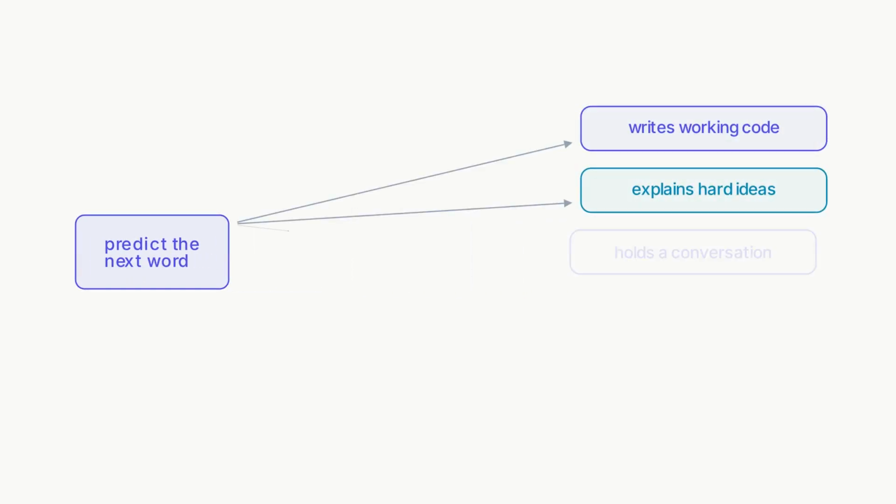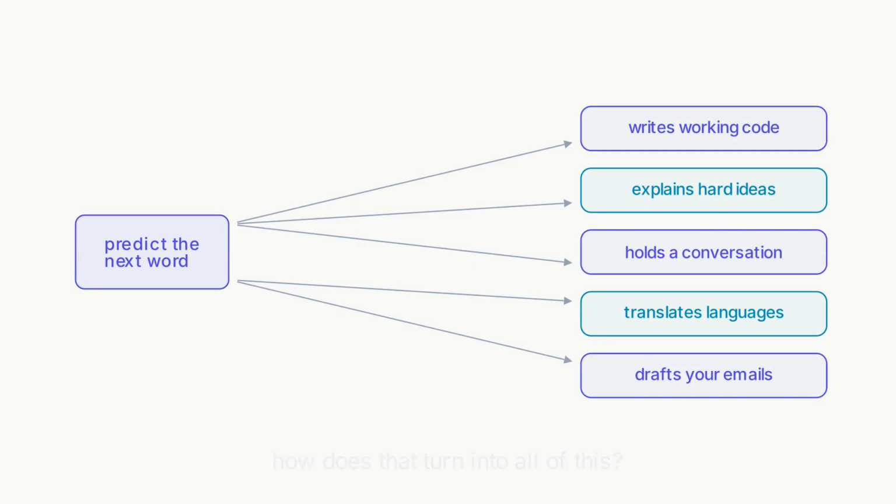And yet from that single, almost laughably simple ability comes all of this. It writes working code. It explains quantum physics to a 10-year-old. It holds a conversation, translates languages, drafts your emails. So the real question, the one this whole video is about, is this. How on earth does predicting the next word turn into all of that?